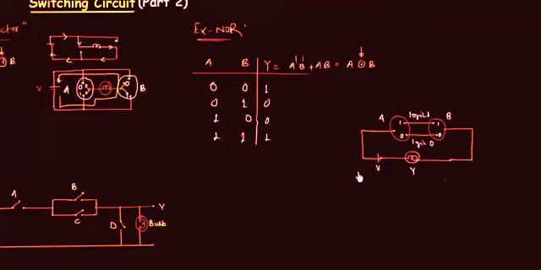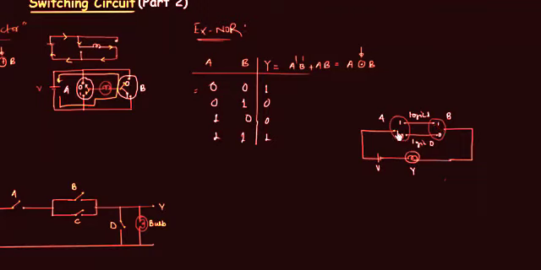This is quite straightforward. If I consider the first case, when A is 0 and B is 0, it means A is connected to 0 and B is connected to 0, then simply the circuit is complete and the bulb will glow. For the second case, when A is 0 and B is 1, A is connected to 0 and B is connected to 1, the circuit is now open and there will be no current through the bulb.